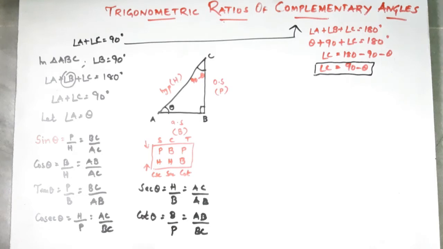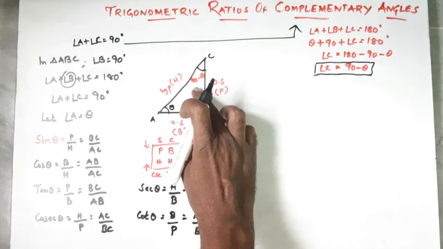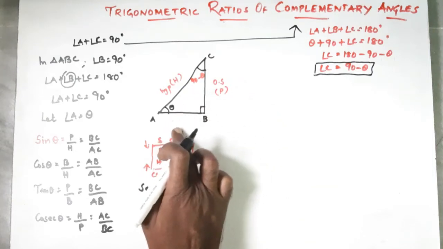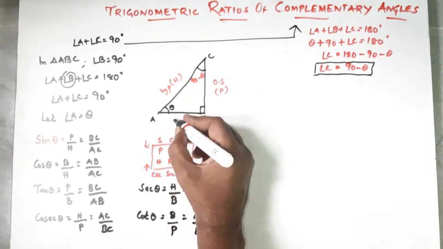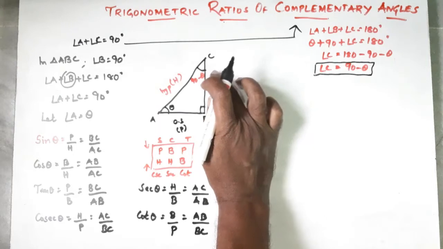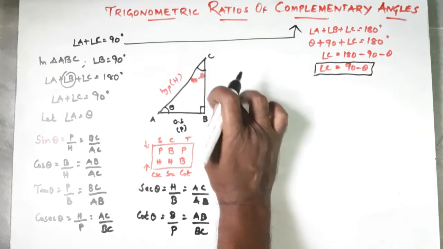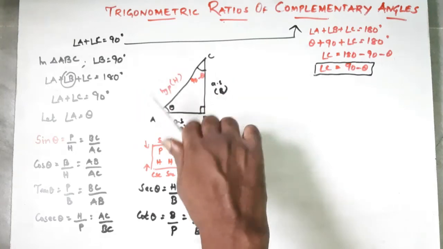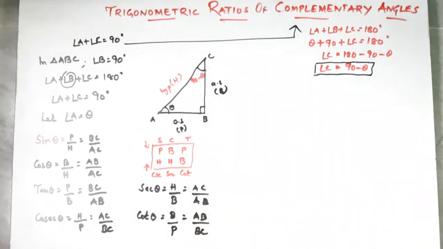So here we have to write down the sides. Now, with respect to angle C, this is the opposite side, which means P. This is going to become the adjacent side, which means base, and the hypotenuse will be common. Now let us see here.